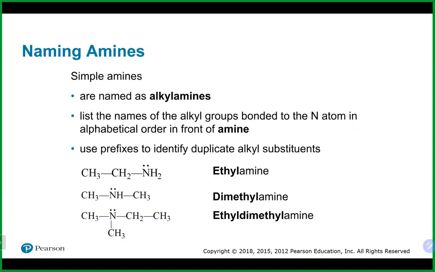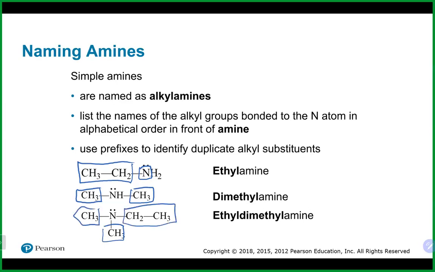So that is how we'll go about naming these, which is more of a common name approach. And again, it's very similar to our ether way. We just go to the nitrogen, and anything that's not a hydrogen attached to nitrogen, we name the group. That is ethylamine. And again, here we have dimethylamine. And this one here, that is dimethyl. And we also have an ethyl group attached here.